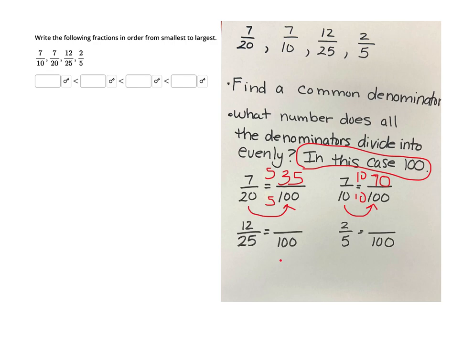All right, let's look at the next one. I have 12 over 25, and I want to rewrite that so that it's out of 100. So in order to change the 25 into 100, I have to multiply by 4. And whenever I do that to the bottom, I have to do the same thing to the top. So I'm going to have 12 times 4, that gives me 48.